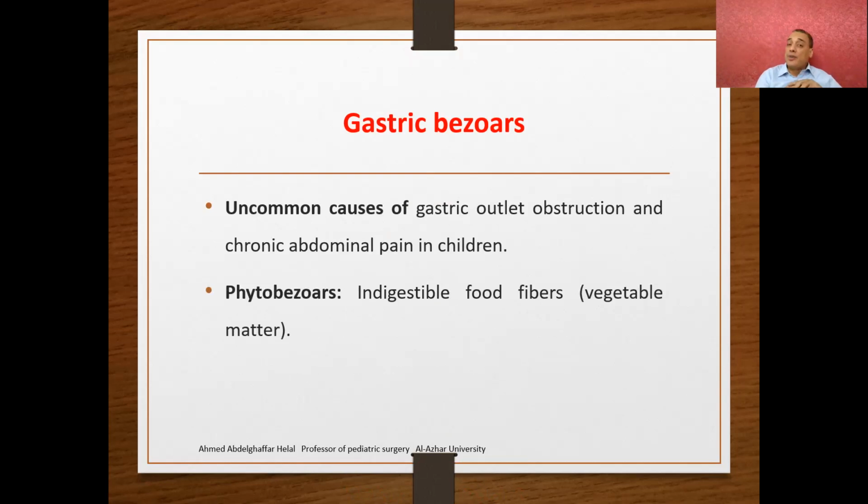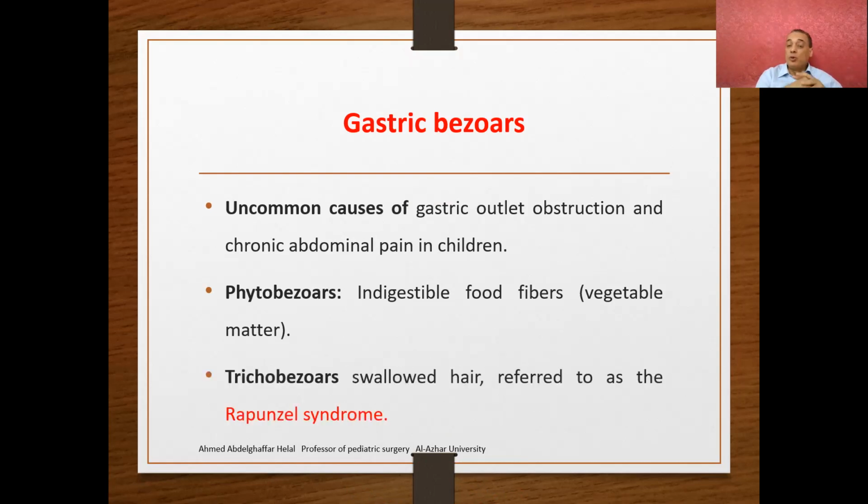Bezoar is an uncommon cause of gastric outlet obstruction associated with chronic abdominal pain in children. It may be a phytobezoar, made of indigestible food particles, or a trichobezoar related to swallowed hair, commonly seen in cases of social disturbance and especially in females. It may be referred to as Rapunzel syndrome, associated with females who have the habit of swallowing and eating hair.